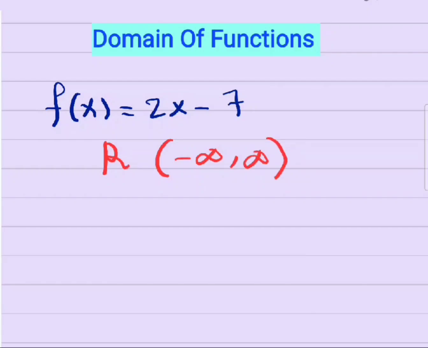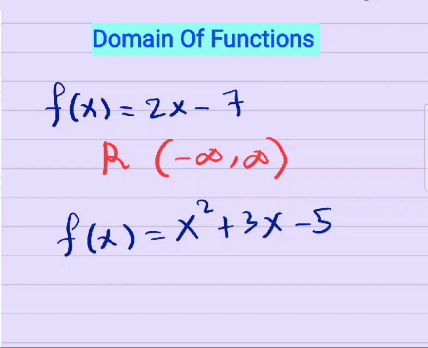Likewise, if you have a quadratic function like x squared plus 3x minus 5, the domain is still all real numbers. Or if you have a polynomial function, such as 2x cubed minus 5x squared plus 7x minus 3, the domain is the same, it's all real numbers. So if there are no fractions or square roots, if you just have a simple polynomial function, this is going to be the domain.